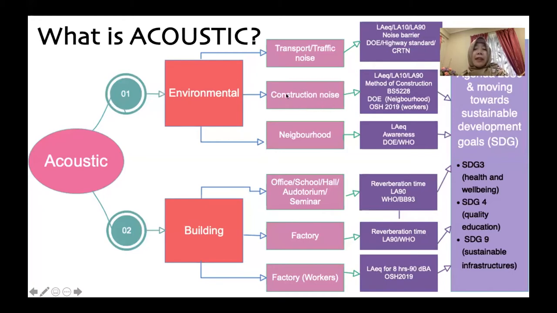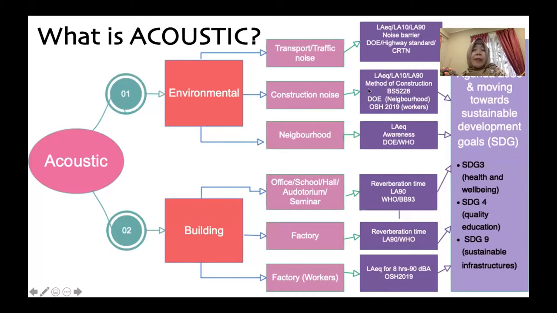So the thing that we need to focus on is LAEQ, the same as traffic noise, LA10 and LA90. And then we can refer to the BS5228, where inside this code, it provides methods of construction to reduce the noise from the construction site. And then we also need to refer to the Department of Environment, Malaysia, DOE. So this is if we are concerned with the noise happening at the neighborhood.